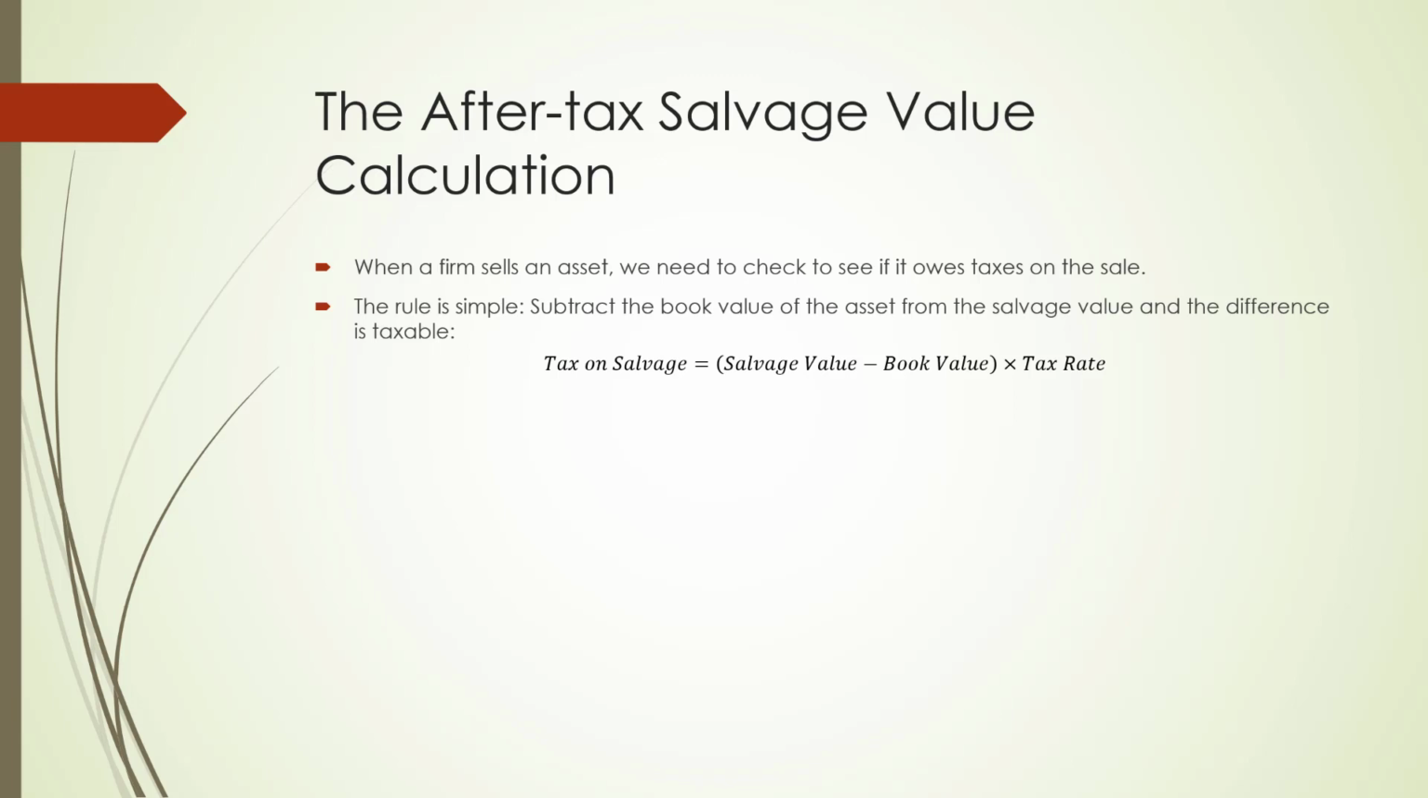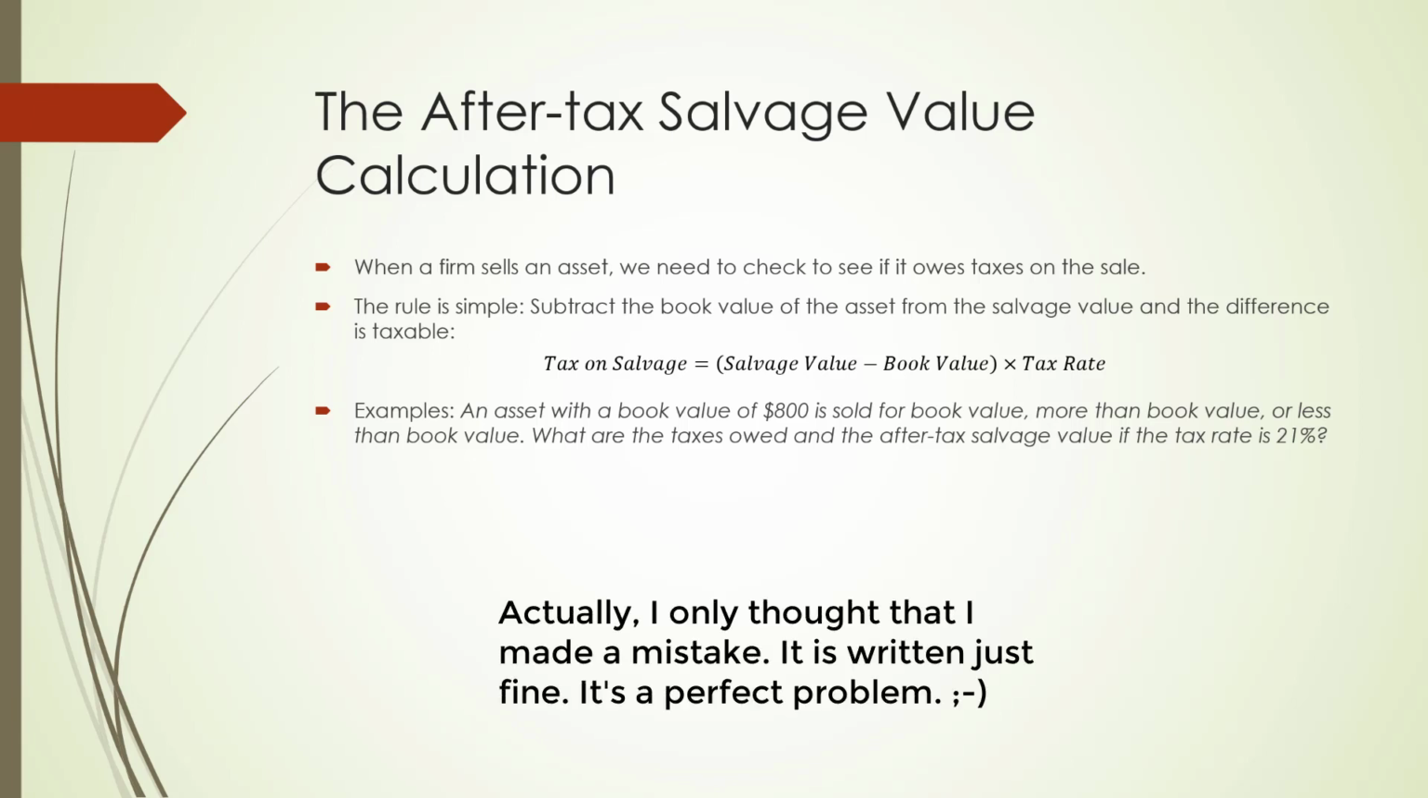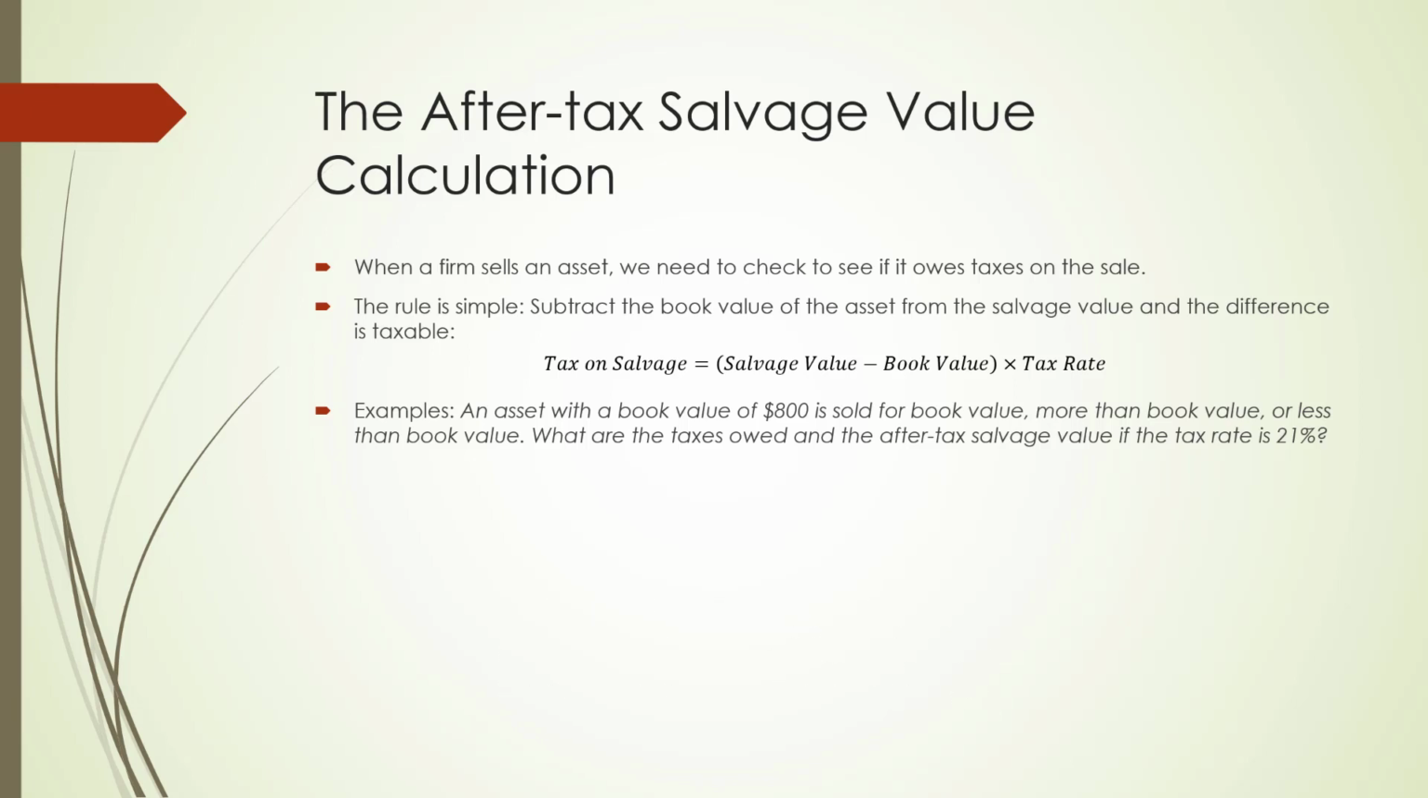So let's look at a couple of examples of this formula. Let's say that we have an asset with a book value of $800, and we're going to sell it for some amount. And we want to know what are the taxes and the after-tax salvage value if the tax rate is 21%.